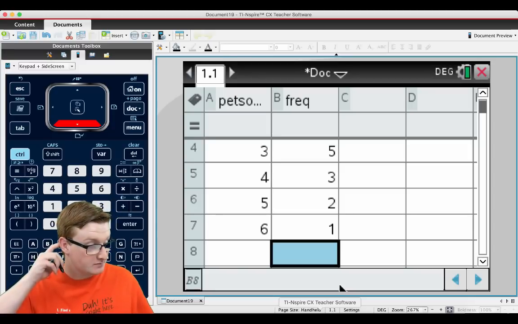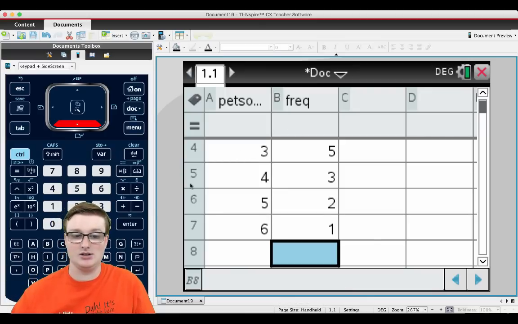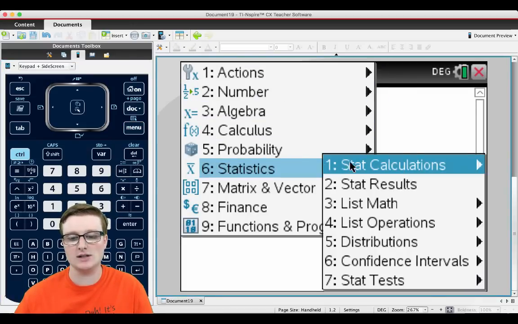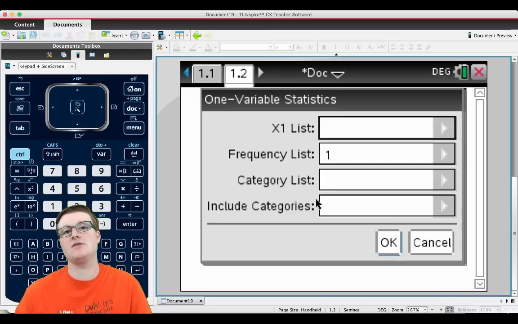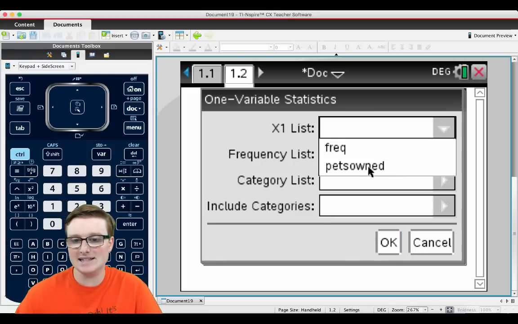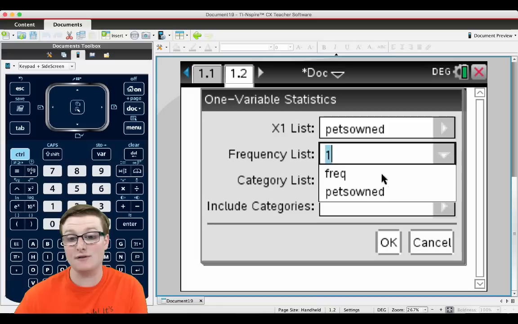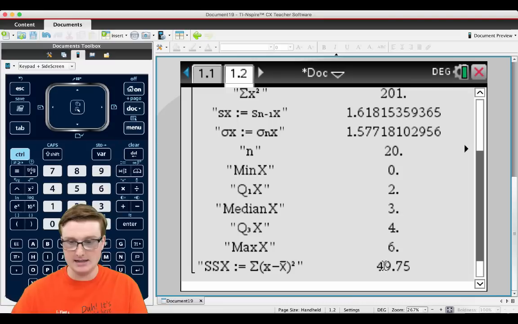Now we're going to press Control Doc, add a calculator, go to Menu, go down to Statistics, and go to Stat Calculations. I know I just set up 2 columns, but it's still a one-variable statistic because you're only measuring the number of pets people have. Your X list is your pets owned, and your frequency list is the frequency that I just typed in. Click OK. This is the data that we need right here.